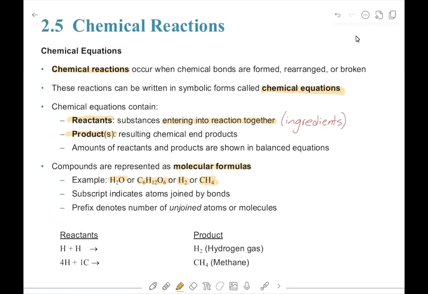The subscript indicates the number of atoms, and the prefix is going to indicate the unjoined atoms or molecules. So in this case, there are two atoms of hydrogen that combine to make hydrogen gas. And the arrow represents the direction of the chemical reaction. Here we have four atoms of hydrogen and one atom of carbon combining to make methane gas, CH4.